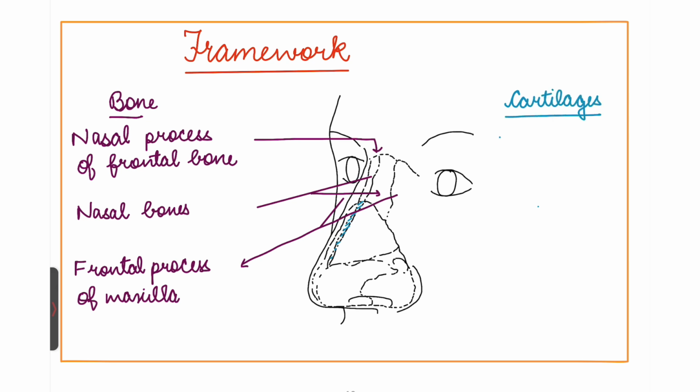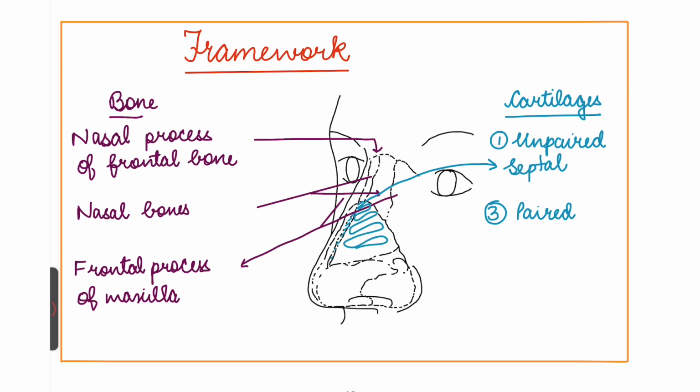We can divide it as one unpaired cartilage and three paired cartilages. The one unpaired cartilage here is present in the midline. This is the septal cartilage. Let's look at the paired cartilages.